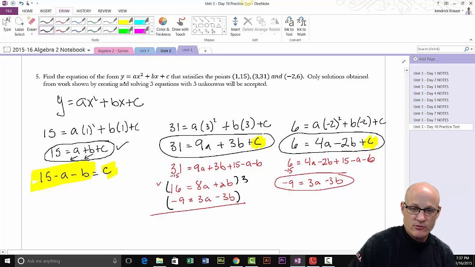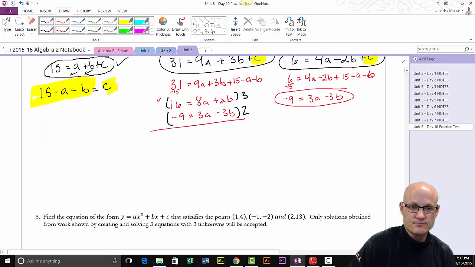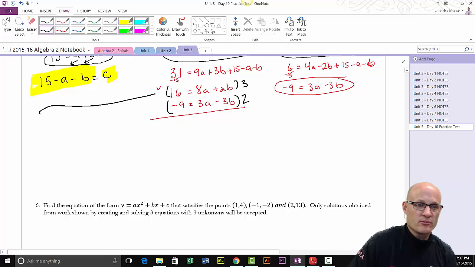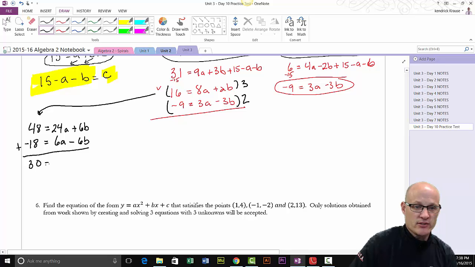So the easiest way is just to multiply this one by 3 and this one by 2. And you'll see why in a second. So my first equation becomes, well, I didn't give you a lot of room, 48 equals 24a plus 6b. My second equation becomes negative 18 equals 6a minus 6b. Well, if I add, I get 30 is equal to 30a, and these go away. So a is equal to 1.